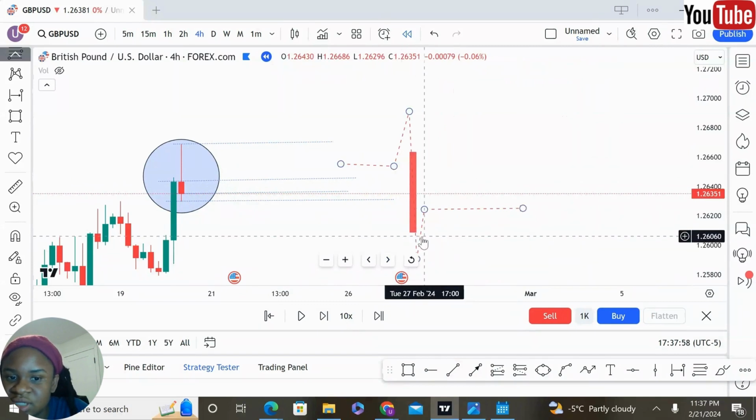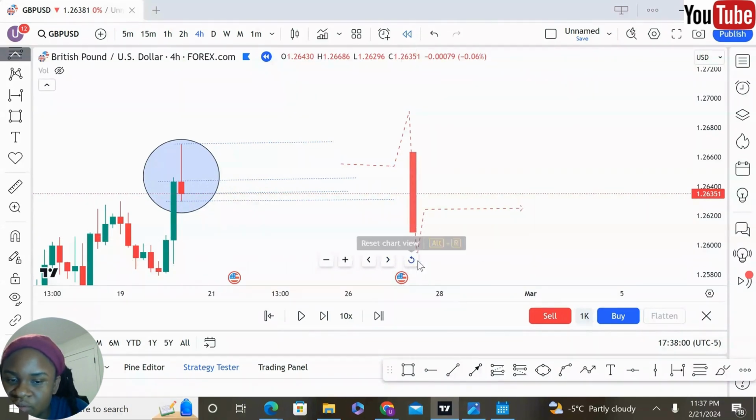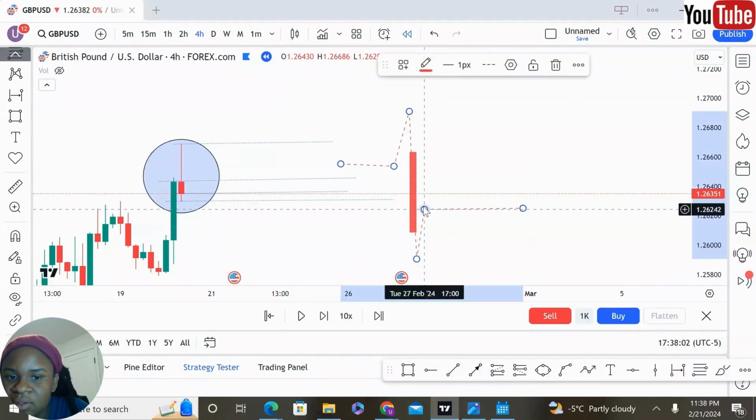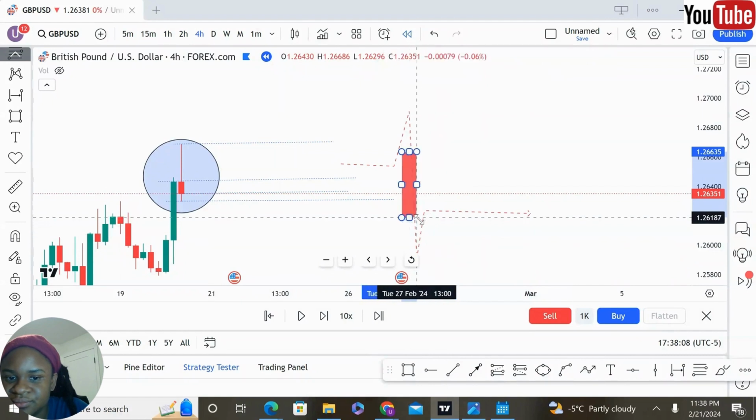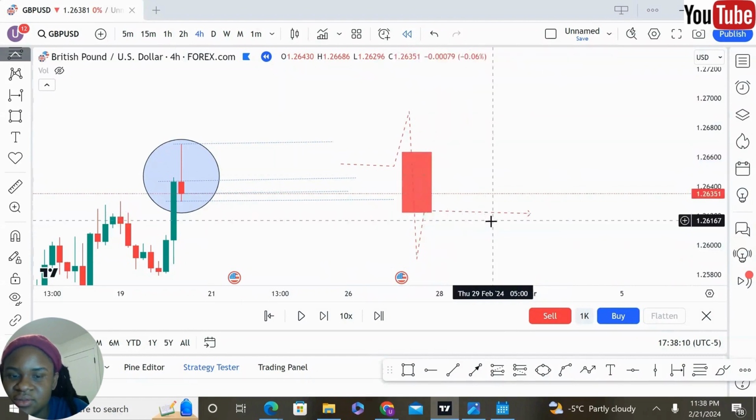Then it didn't close here. It went and created the low of the candle, came up and what? Market closed. Do you see it now? Market closed. Our market closed here. So this is how it actually works.